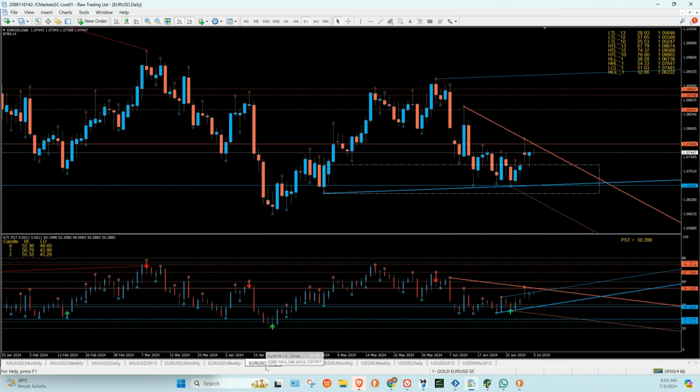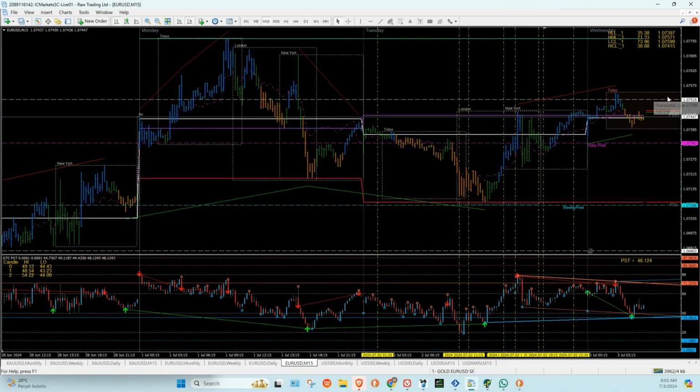So how to deal with this? Well, you can sell at 1.0764. Now this is from yesterday. I'll keep it there for the moment. 1.0764 is there. Alright, so this is a sell zone here.